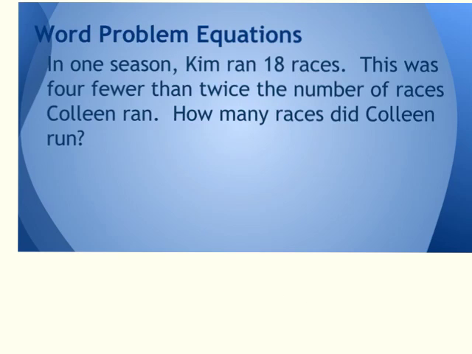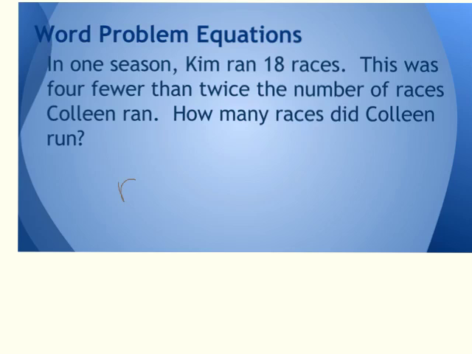Okay, this one says, in one season, Kim ran 18 races. This was 4 fewer than twice the number of races Colleen ran. How many races did Colleen run? So what we're trying to solve for, remember, the missing quantity is going to be our variable. So we look at the question, how many races did Colleen run? So we could use an R for race. We could use a C for Colleen. I think I'm going to go with an R for race.